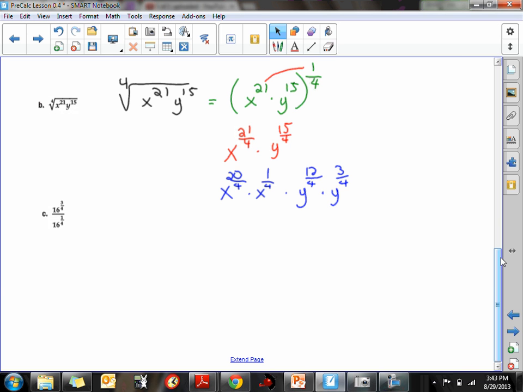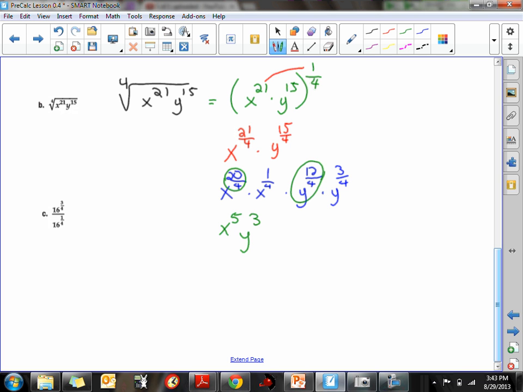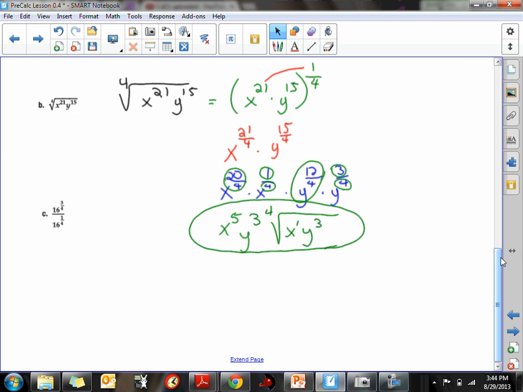Now x to the 20/4 is the same thing as x to the 5th. Y to the 12/4 is y to the 3rd. Now these two are both 4th roots, and they don't simplify any further, so I'm going to convert it back into the 4th root of x to the 1st and y to the 3rd. So that's simplest form. Let's see if I check out, okay, we're fine. Because we had an even root here of 4, but we didn't have even powers here, so I don't have to worry about absolute values.